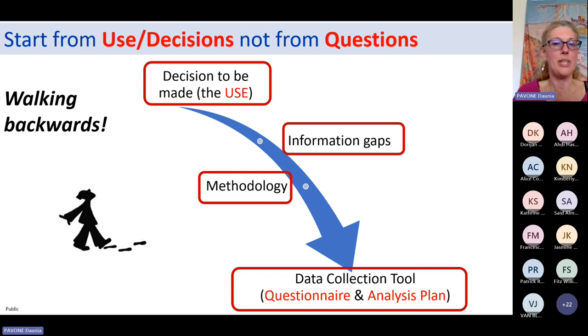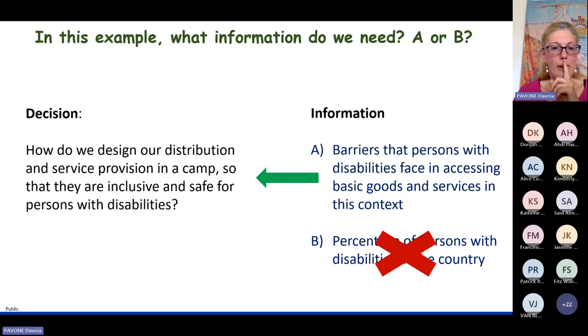It's a very simple but really fundamental thing. All right, so let me give you an example with a question to you. If, for example, my decision is how do I design a distribution or a service in a camp so that this distribution or this service is inclusive of persons with disabilities and it's safe for persons with disabilities. So this is what I want to decide. I want to know how do I design that service? How do I design that distribution? For that, what do you think is the information that is more useful? The barriers that persons with disabilities face in accessing basic goods and services in this context, or the number of persons with disabilities in the country? A or B?